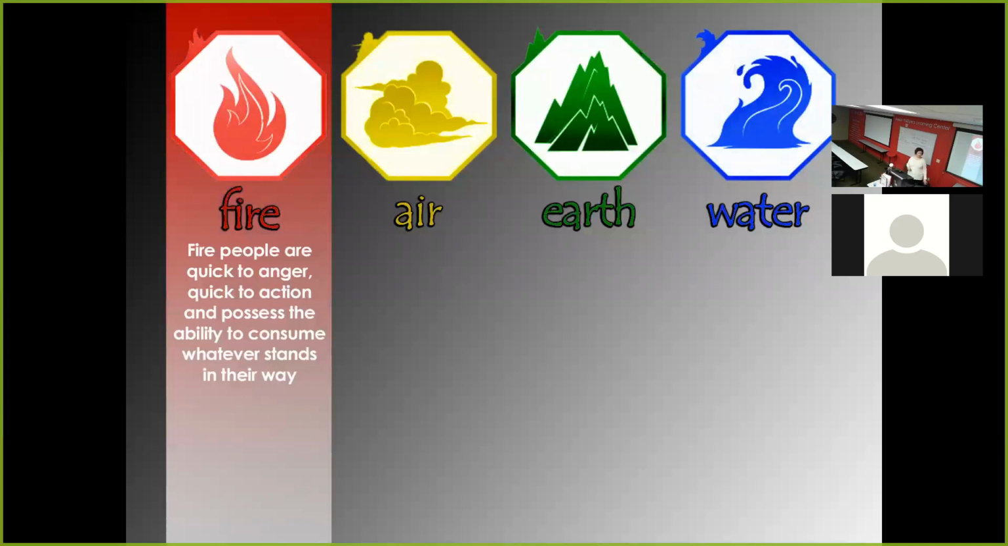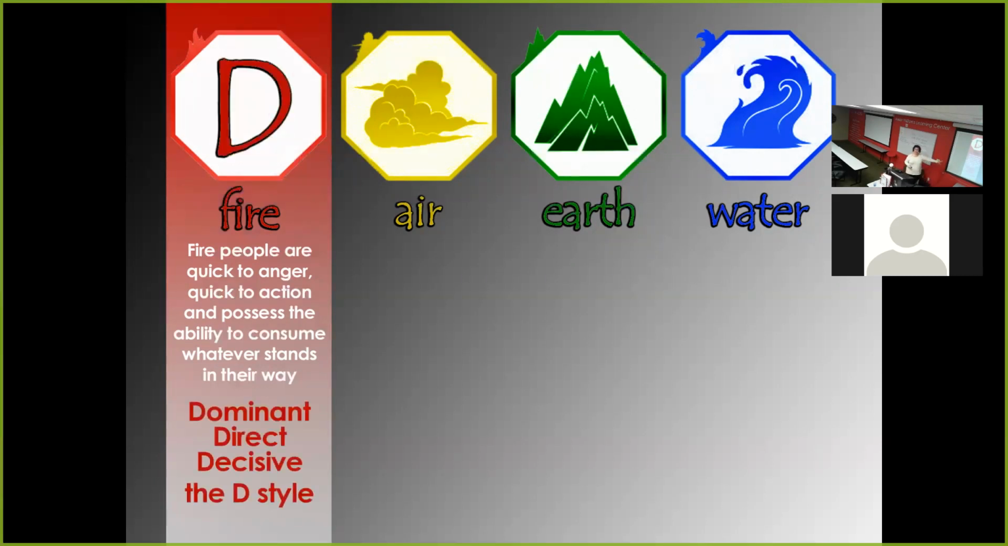Fire people are quick to anger, quick to action. They possess the ability to consume everything in their path. Who do you think that is? These are our Ds. These are the direct, dominant, decisives. Now, this may seem like the worst thing ever, but is there a use for fire? If you control fire and put it in the right place, it is effective. Same thing with a D.